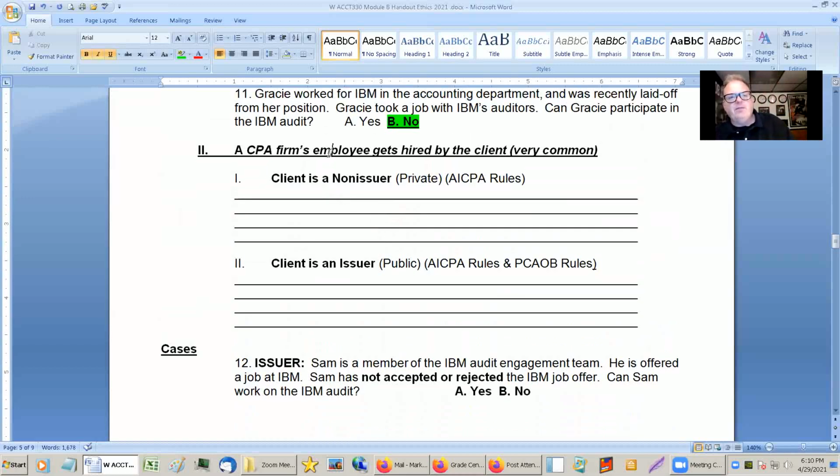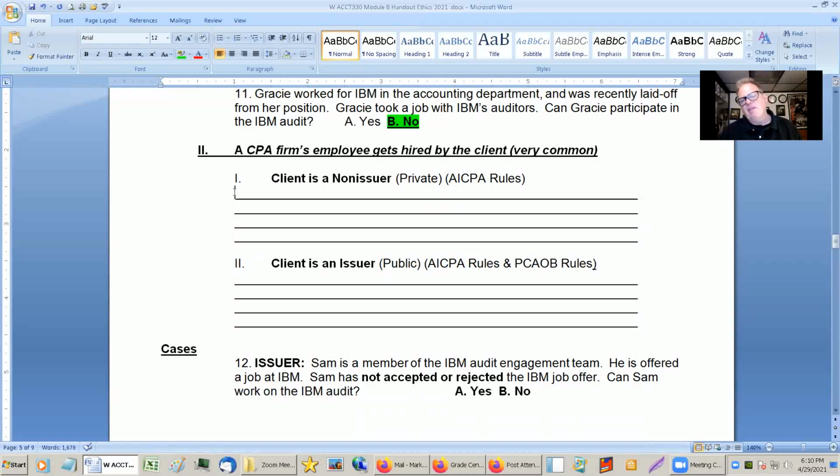A CPA firm employee gets hired by the client. This is very common. A lot of times within a CPA firm, and one of the good things about being in a CPA firm is, first of all, a lot of people leave CPA firms. It's very tough. It's very tough work. It's long work. It doesn't get easier as you go up. You'll work as many hours when you're a partner as you did when you were, or more. So a lot of times people do leave CPA firms.